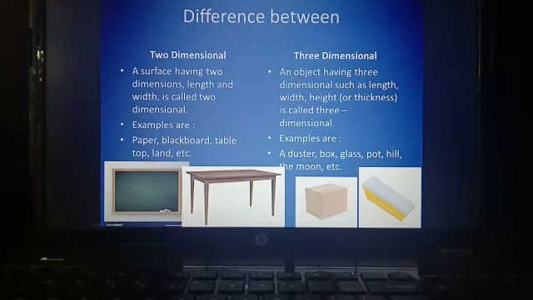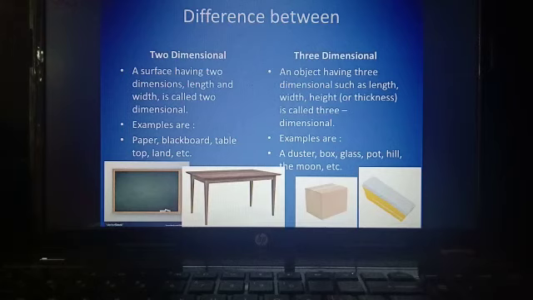Now examples for two-dimensional objects will be my paper, blackboard, tabletop, right? I have given a picture of a table. Only the top of the table will be a two-dimensional object. Then land, etc. Then what about the three-dimensional thing where they are looking at the length, breadth and the height, right?